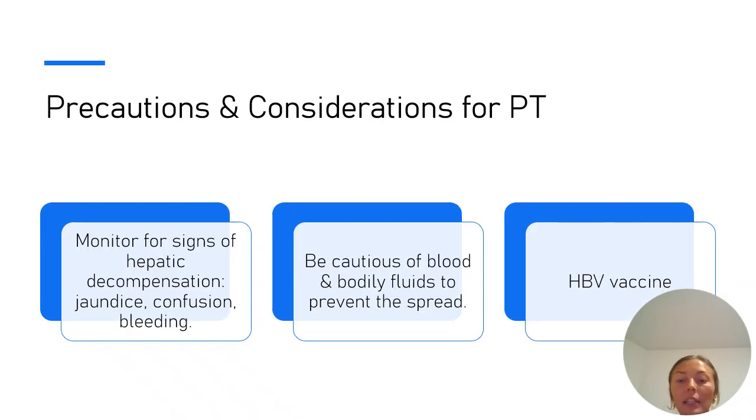So some precautions and considerations for physical therapy are you want to make sure that you're monitoring signs of hepatic decompensation. So these signs include jaundice, confusion, and bleeding. You want to be cautious of any blood and bodily fluids to prevent the spread amongst yourself and other patients. And I put the HPV vaccine on here because it is highly recommended worldwide for healthcare professionals to get the HPV vaccine to take the proper precaution in preventing the spread of HPV.